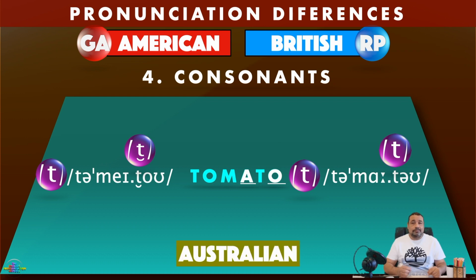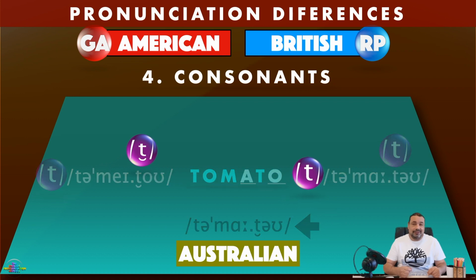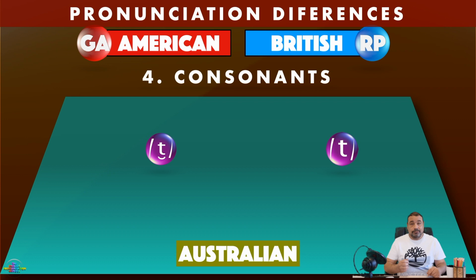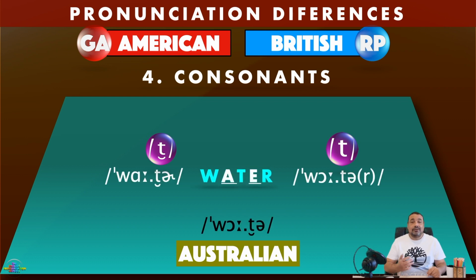Now, many Australians are going to pronounce this word by taking the British pronunciation but with the American flap R sound. So, this word has three different pronunciations. Tomato, American, tomato, British, and tomato, Australian. Something similar happens with this word. Here we have water, American, water, British, and water, Australian.